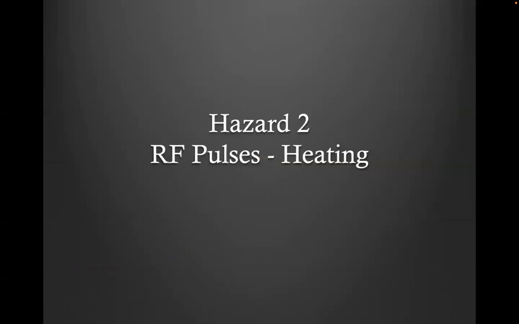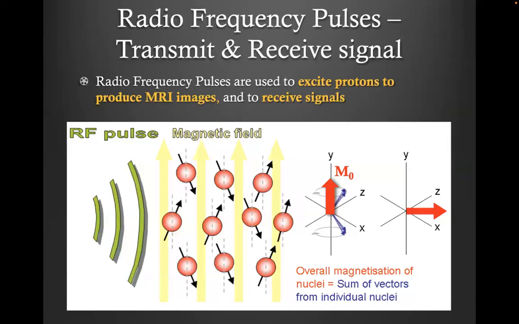Okay, that's a lot about the main magnetic field. So the other part will be quicker. For the RF pulses, the main issue is heating. As I will remind you all, the radio frequency pulses are for transmitting and receiving signals. Here is a diagram showing how that's done. Your RF pulses are being used to excite your protons.